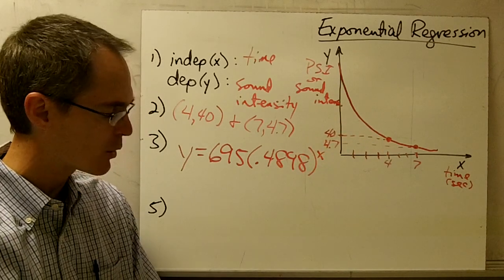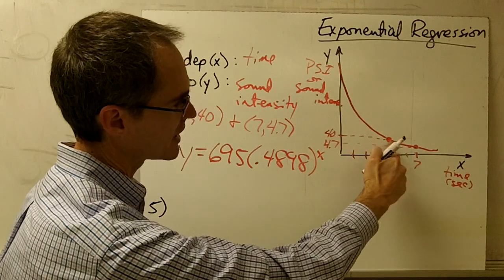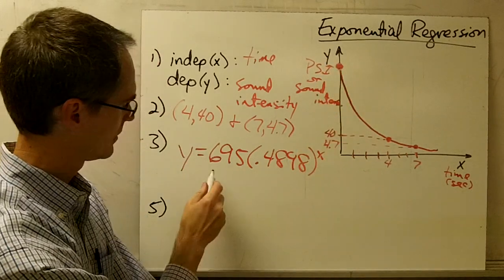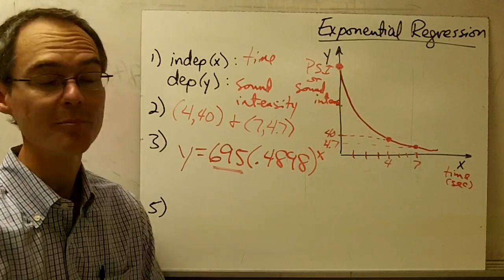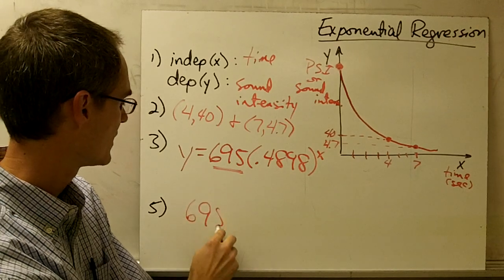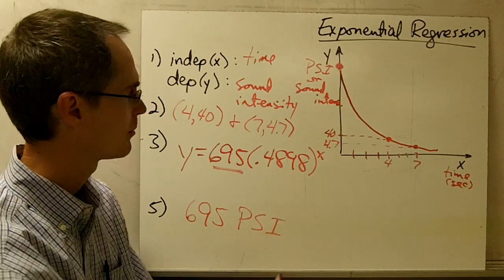Number 5, notice, says what was the initial intensity of the sound? Well, even though I'm not given that information in the problem, the initial intensity of the sound is just going to be the initial value from my exponential equation. So my initial intensity of sound is 695, and that's going to be pounds per square inch.